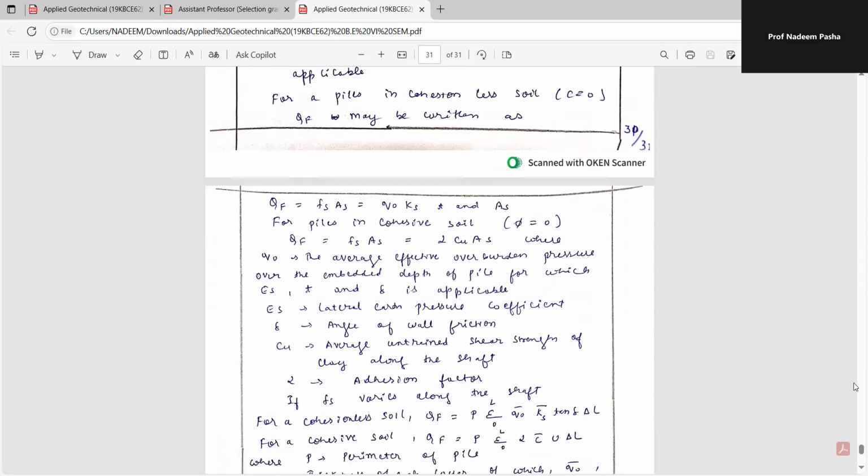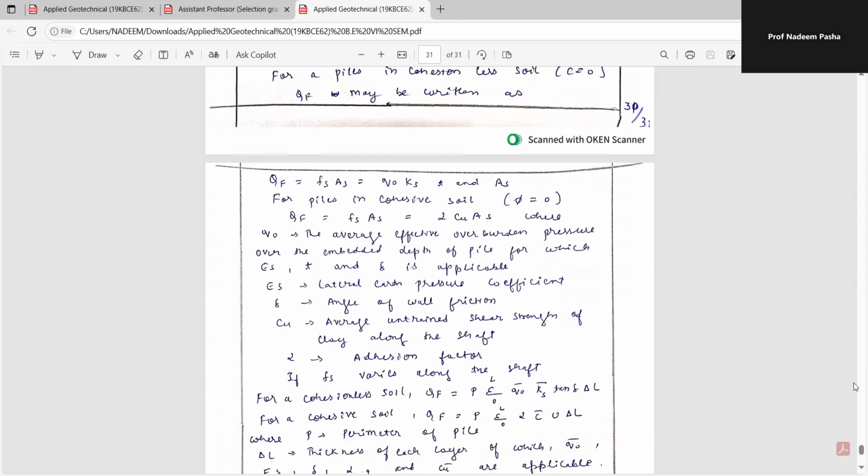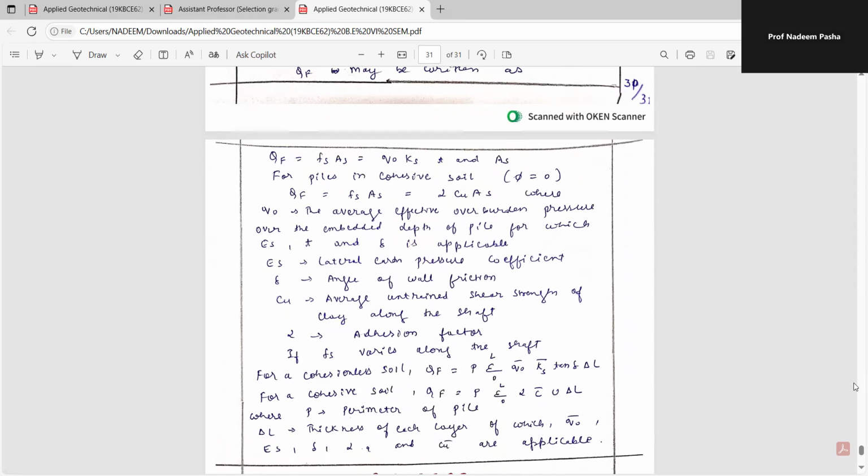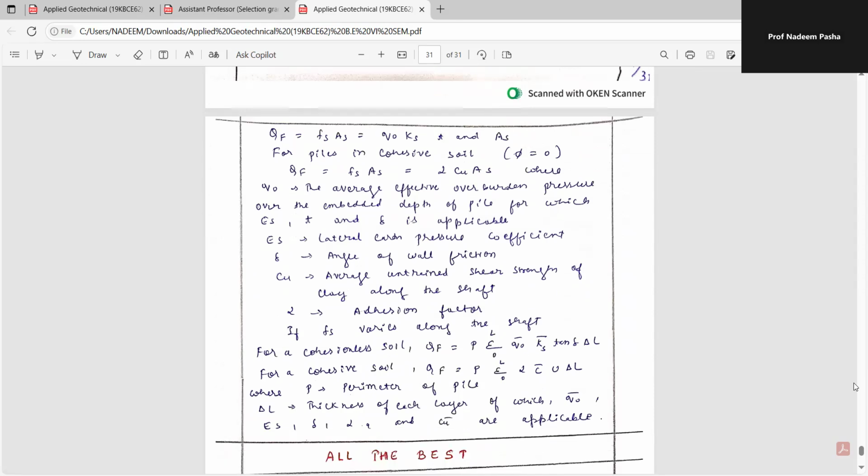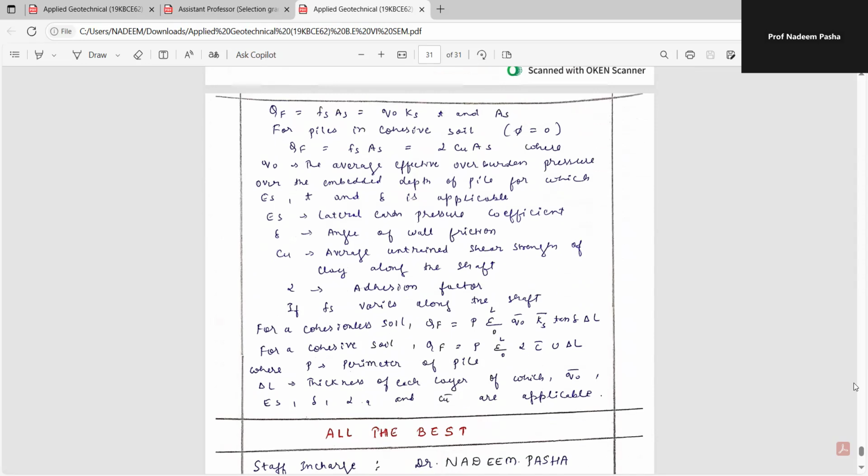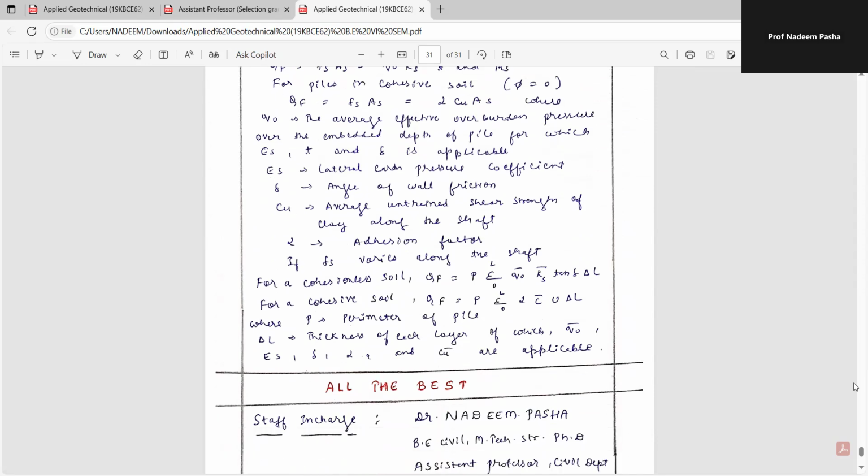Ks is equal to lateral stress coefficient, delta equal to angle of wall friction, Cu equal to average undrained shear strength of soil, while alpha is the adhesion factor. If Fs varies along the shaft for a cohesionless soil, Qf equal to P into the integral from 0 to L of q naught Ks tan delta dz. For a cohesive soil, Qf is equal to P sigma alpha Cu delta z, where P is the perimeter of pile and delta z is the thickness of the layer for which q naught is applicable.